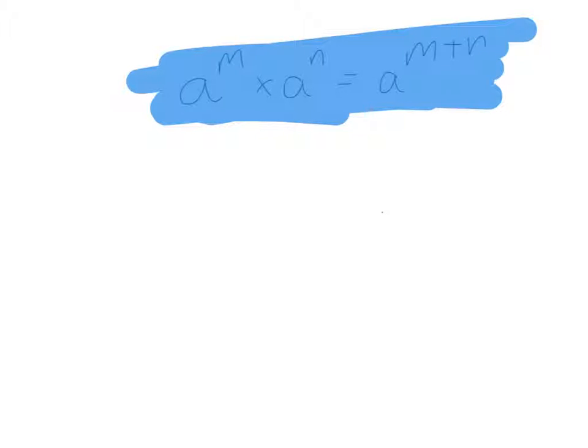For example, if we had 5 cubed and we were multiplying it by 5 squared, first thing we can spot is they're both 5s. Both the bases are 5. So I can write that as 5. And then I can simply add the powers. 3 plus 2. Which will give me 5 to the power 5.